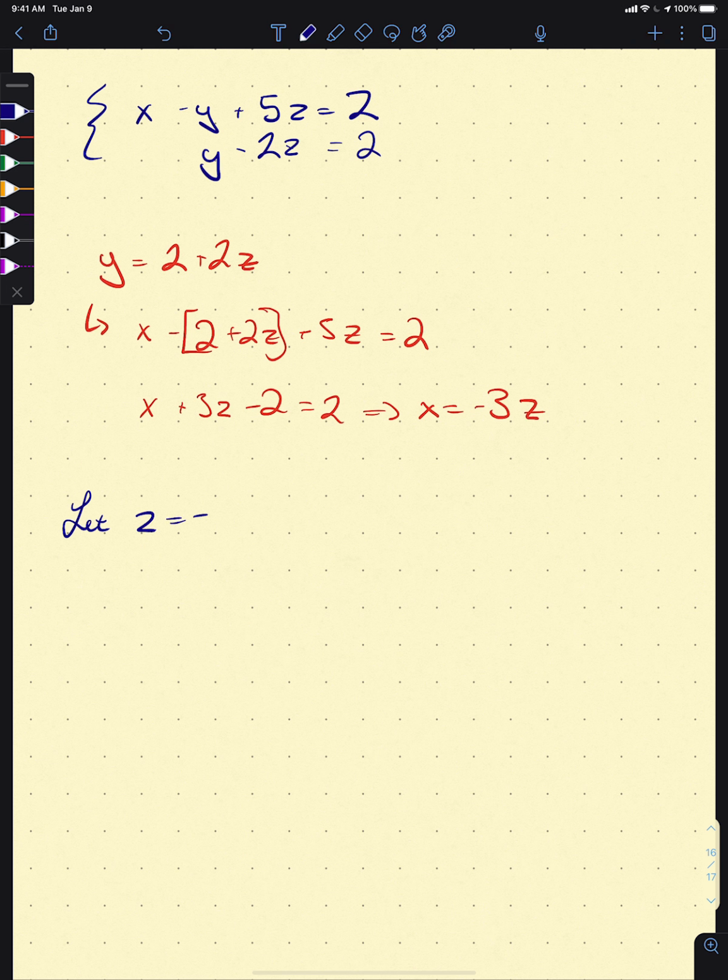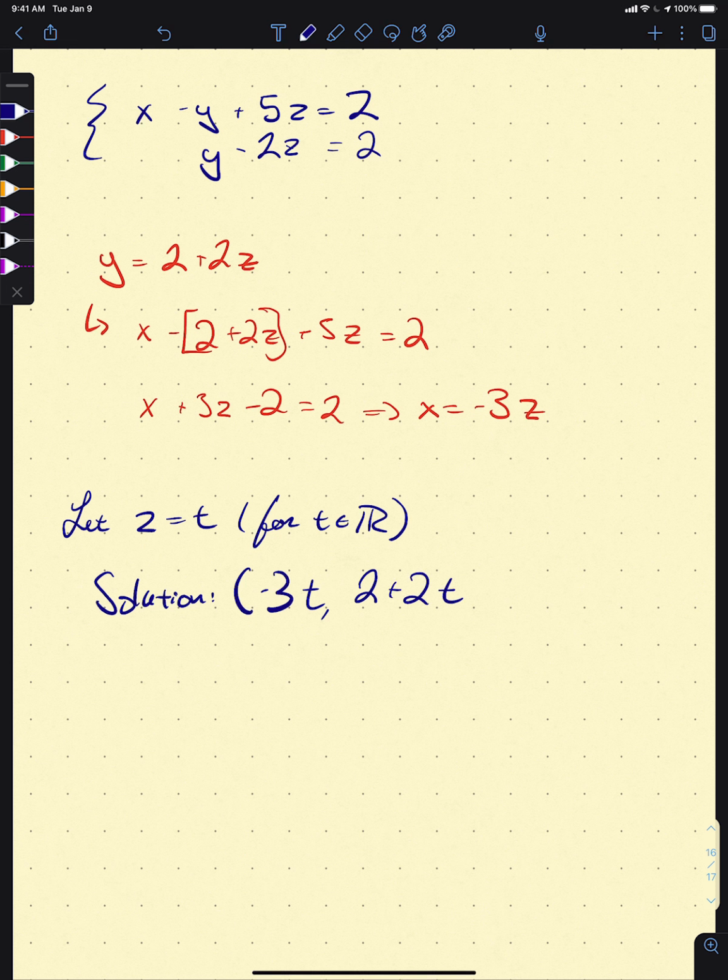So we're going to say let z equal t for some real number t, okay? And then this is what our solution is, right? We can just read this off, right? X is minus 3 times whatever z is. Y is 2 plus 2 times whatever z is. And well, z is just t, okay? And these categorize our solutions, right? This is a line in three-dimensional space, okay? And for any value that you would plug into t, you could get a valid solution, okay?